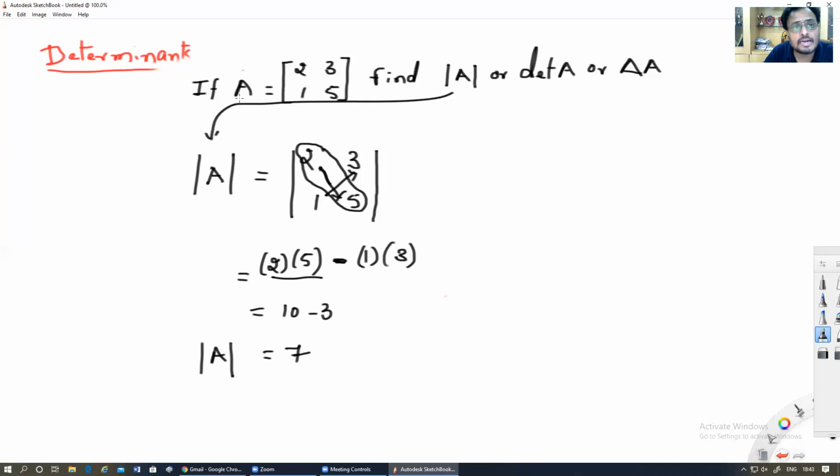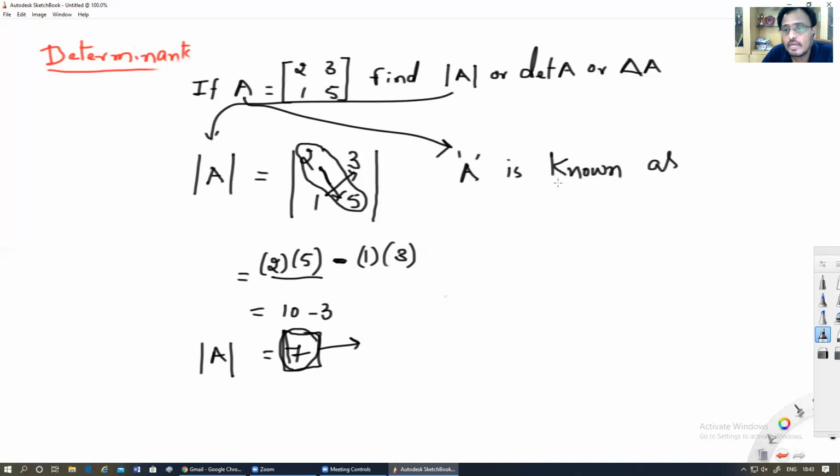That is, A matrix is associated with a real number called 7. This 7 is known as the determinant of A. But dear students, since this answer is not equal to 0, therefore the given matrix is known as a non-singular matrix. That is, A is a non-singular matrix.